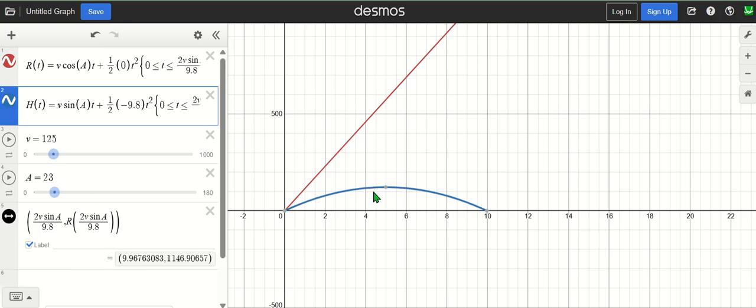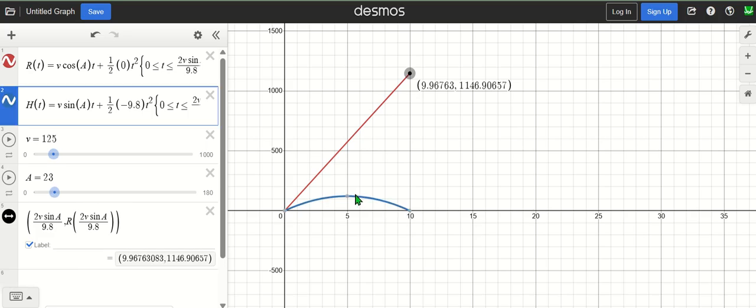I could click onto my height and it will give me that point located as my maximum for this function right here. So what this tells me is that if I were to launch a projectile at a velocity of 125 at an angle of 23 degrees above the horizontal, I will get a maximum range of 1146.9, and I'll get a maximum height of 121.7. And my total time will be about 10 seconds, and my time for half of my path will be about 5 seconds.